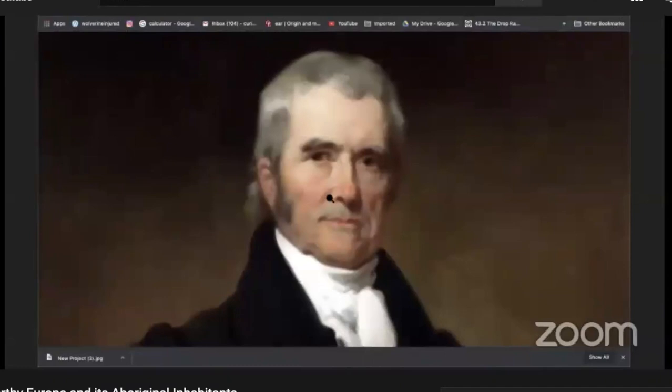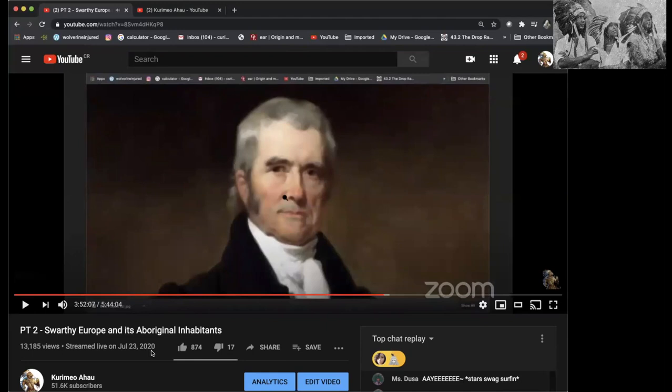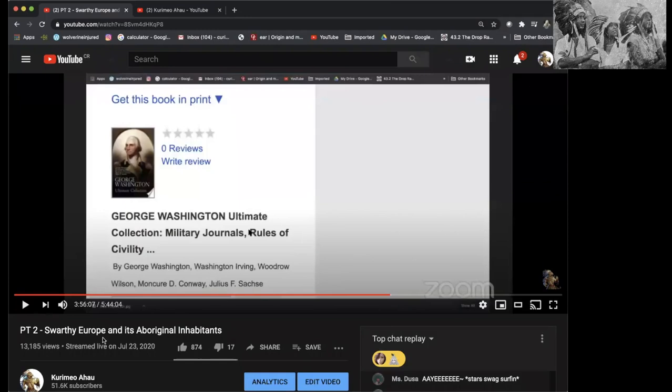All right, yo, Kurimeo, honestly, man, nah, he don't look swarthy at all. If swarthy means dark brown or dark complexioned or so-called black. All right, so you guys get it? Who are these people they're painting and giving us? All right, so we did a couple examples of that, and this would be another example right here.